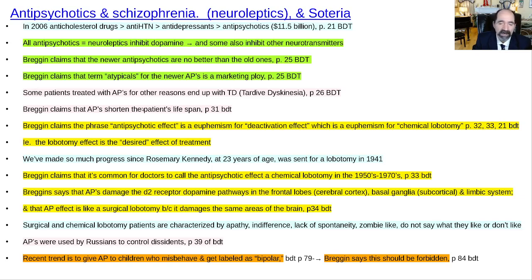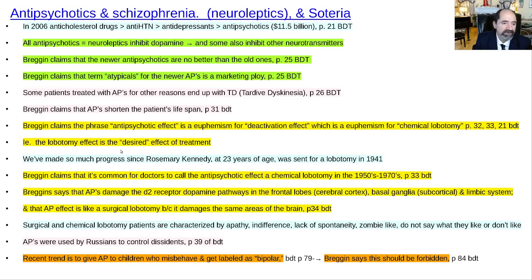In a sense, if you're not going to do a surgical lobotomy, it's a way to almost chemically institutionalize these patients. Soteria showed that a lot of them actually could reintegrate into society. They could hold down a job. They could be married. They could function in society. Breggin claims the phrase antipsychotic effect of these medicines is a euphemism for deactivation effect, separation of the rest of the brain from the frontal lobes, and he says that is a euphemism for chemical lobotomy. In other words, the lobotomy effect is the desired effect of the treatment, called the antipsychotic effect.